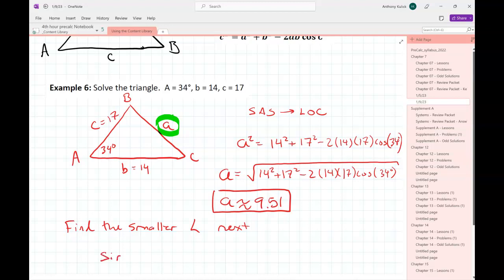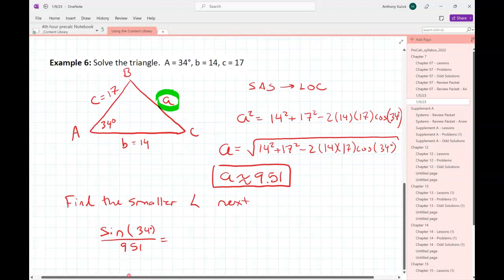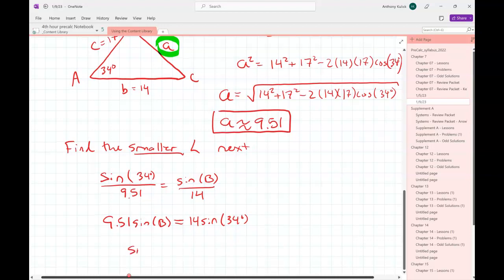So I'm just going to set up a law of sines. So I'm going to do sine A over a equals sine B over b. And as long as I'm doing the smaller angle next, I don't have to worry about an ambiguous case. It can't happen if I'm doing it in this order, which is lovely. That's what I'd like, right? I don't want to run into that inside of a normal problem. So I'll cross multiply. And then I'll divide by the 9.51.